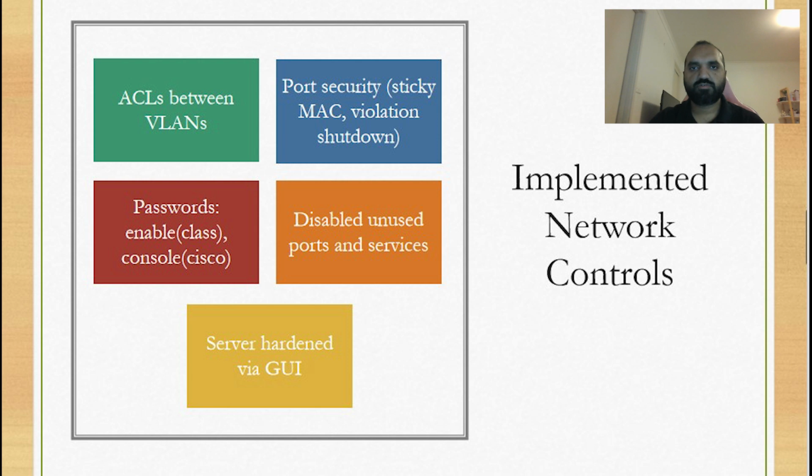Thank you, Vivek. I am describing the implemented network controls. We applied all missing controls in Packet Tracer on the PBCR router. We implemented ACLs to limit inter-VLAN access, and we set encrypted enable and console passwords as per policy. On switches, we applied sticky MAC based port security. On the server, we disabled unnecessary services and configured only what was needed, like SQL and RDP.